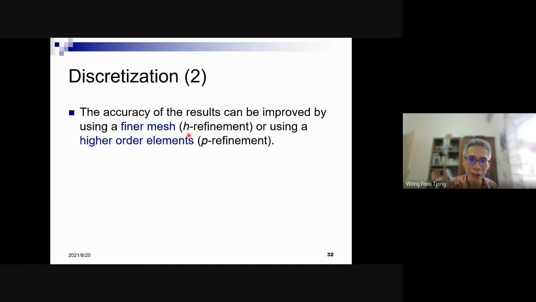You will understand better. Maybe you are still confused now, but as we go on, you will understand what is p refinement. Okay, but h refinement is easy to explain.